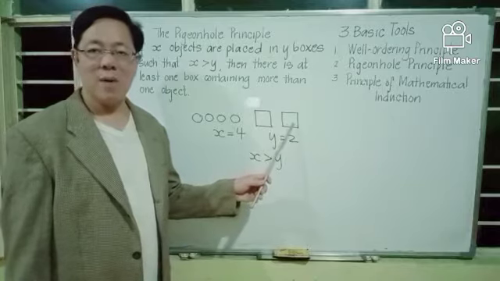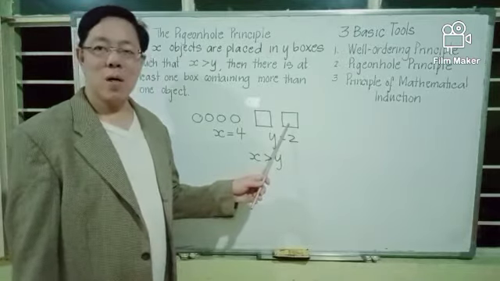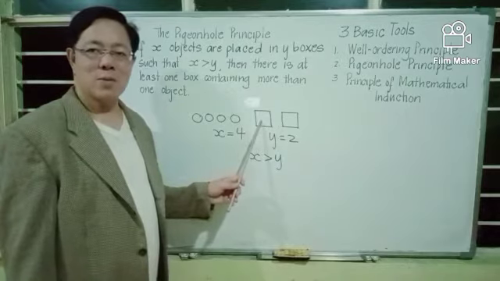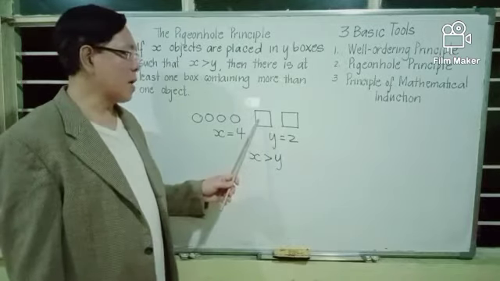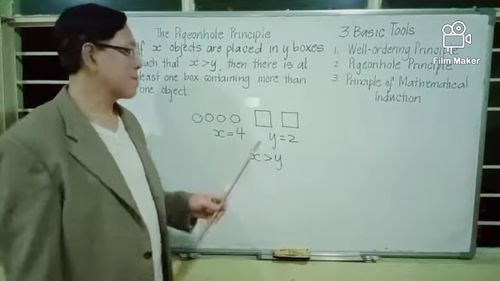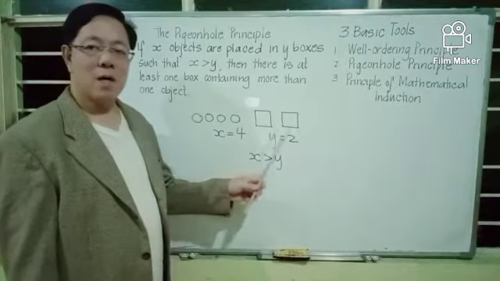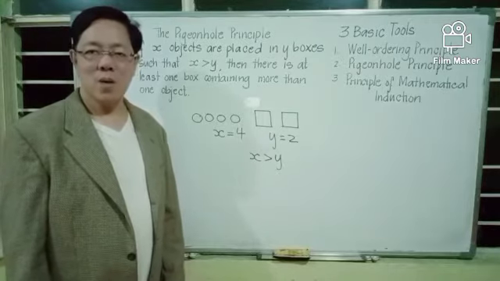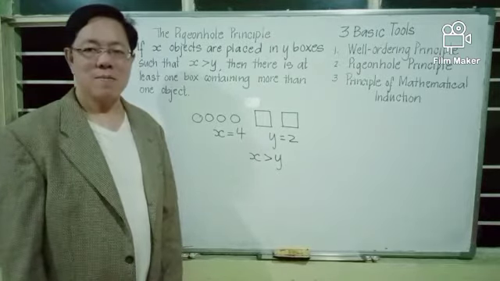And if the second box will contain only 1 object or 1 marble, then the first box has to contain 3 marbles. And the conclusion is still true. At least one of the boxes will contain more than 1 object.